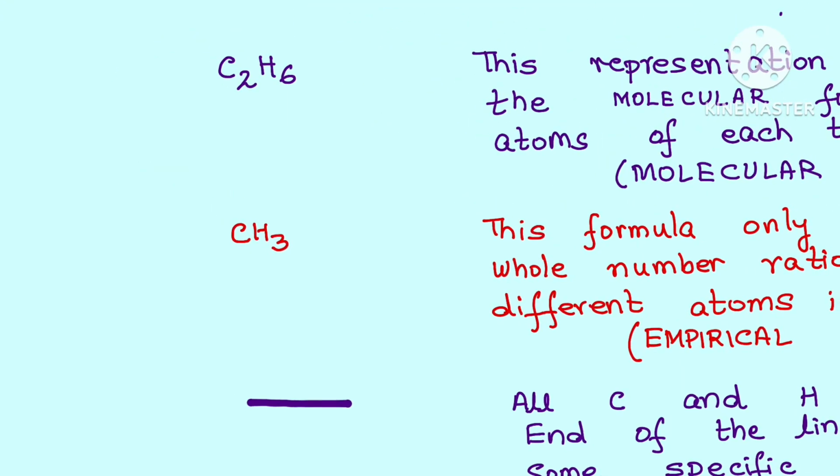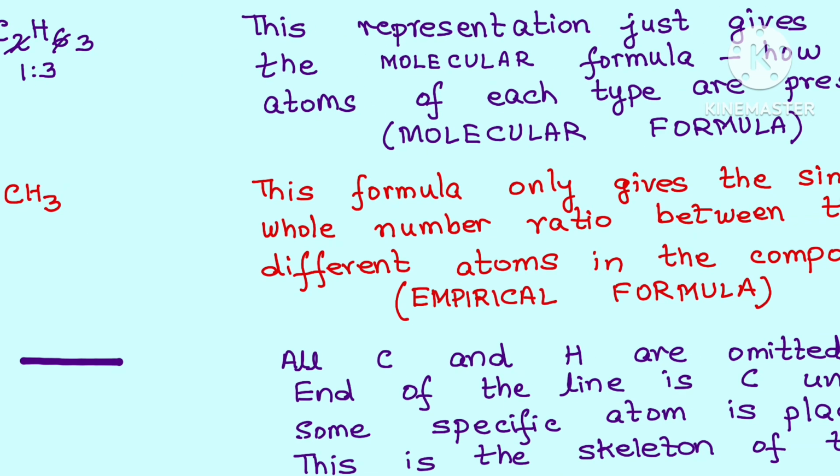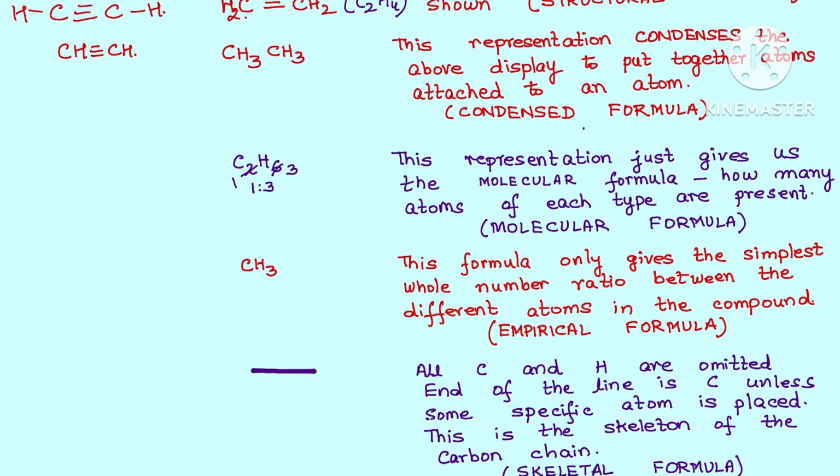Come to the next one. Here, CH3. What have I done? Is this the molecular formula? Look at the ratio of carbon to hydrogen over here. It is 1:3. 2 times 1, 2 times 3 is 6. So 1:3 is the ratio of carbon to hydrogen. This formula only gives me an idea about the whole number ratio of the atoms present in a compound. Hence the name empirical formula.